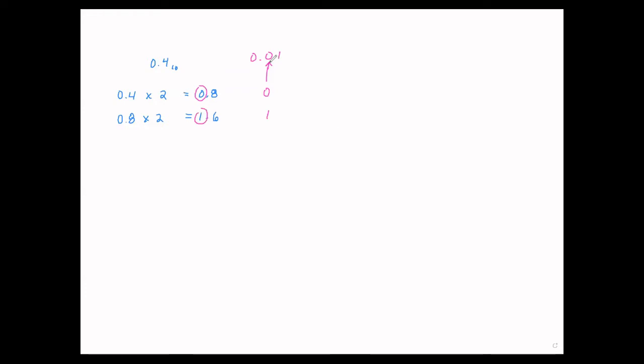So taking that 1 away and leaving us with a 0.6 allows us to keep going. 0.6 times 2 is 1.2. That was another 1. 0.2 times 2 is 0.4. And there's another 0. And now there are a couple methods here. So we have 0, 1, 1, 0. So that was what we had done on Monday. Yeah, I did start with the 1 on Monday.